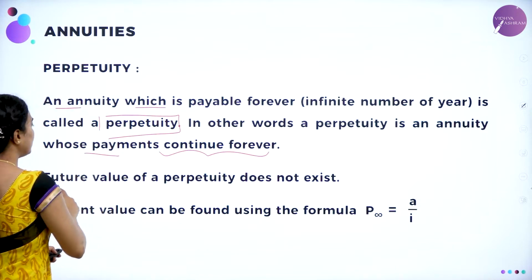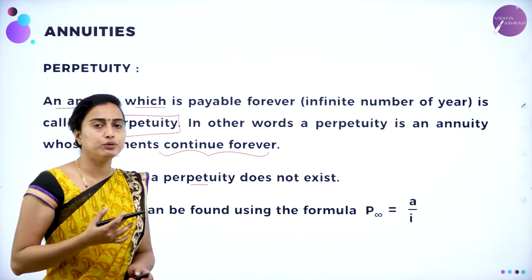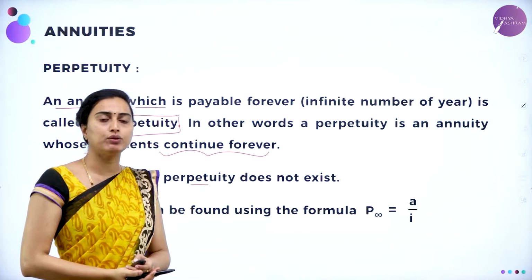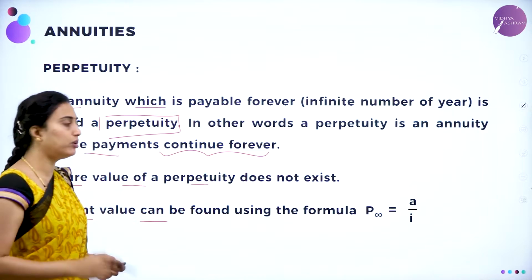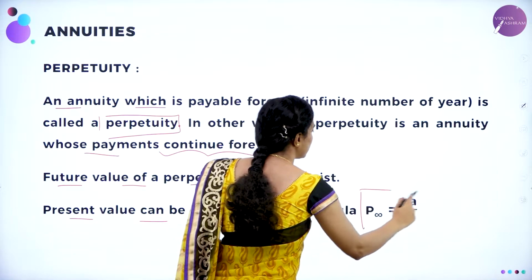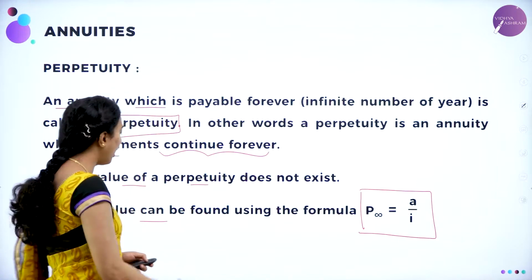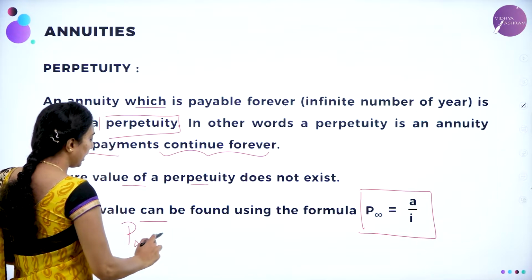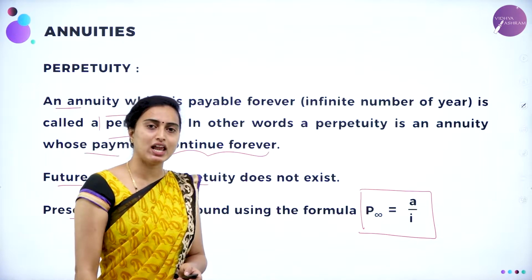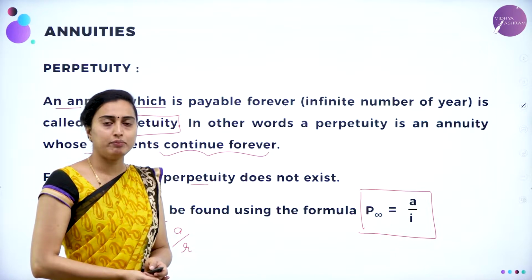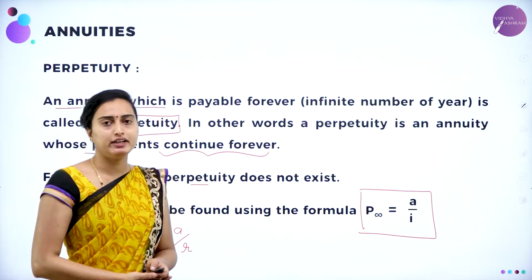Next, the future value of the perpetuity does not exist here, because you are going to pay for the lifetime. Therefore the present value can be found by using the formula P infinity, where infinity means for the infinite number of years, which is equal to A divided by R, where R is the rate of interest, A is the annuity or the equal installment, and P infinity is the perpetuity for the infinite number of years.